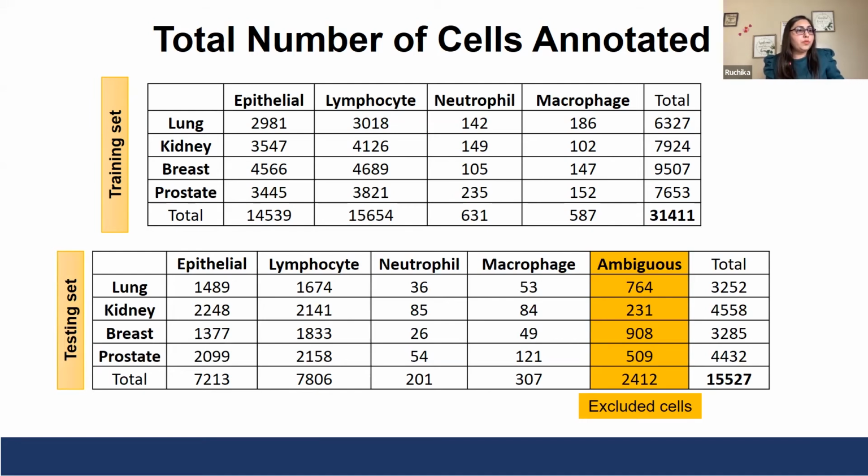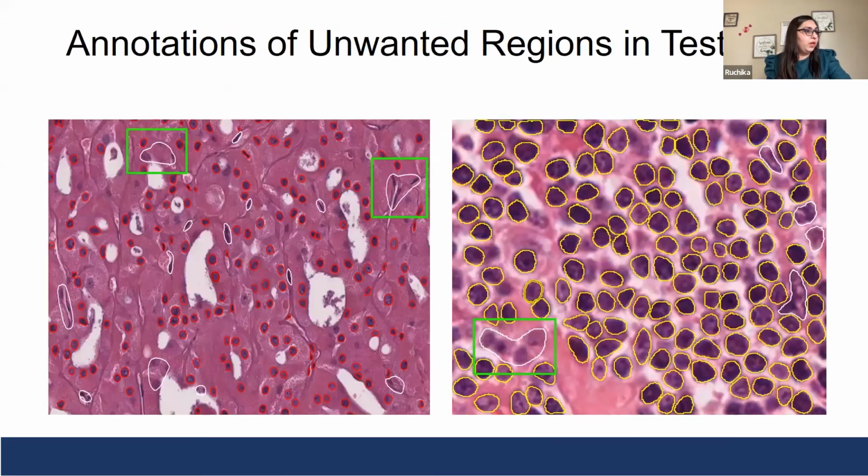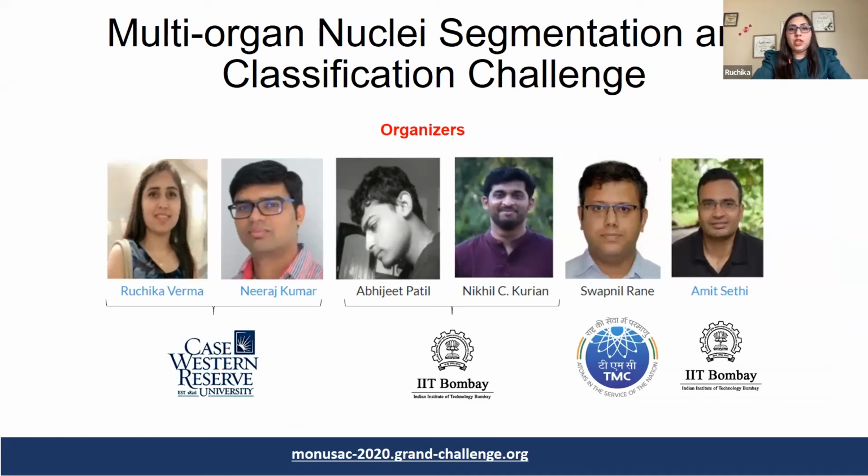But for testing, we also created additional annotations for ambiguous regions, as I'm showing here, because there are some nuclei classes which we were not marking. For example, fibroblasts, we were not marking those kinds of nuclei, or there were some faded nuclei. When the challenge participants submitted their algorithms, we didn't want them to be penalized for those classes which were not of our interest. So we excluded these regions and released these annotations publicly so that these regions will not be included in the evaluation metric.